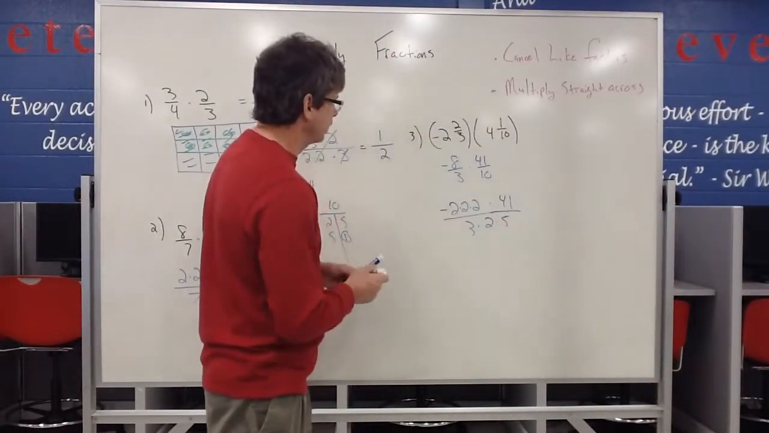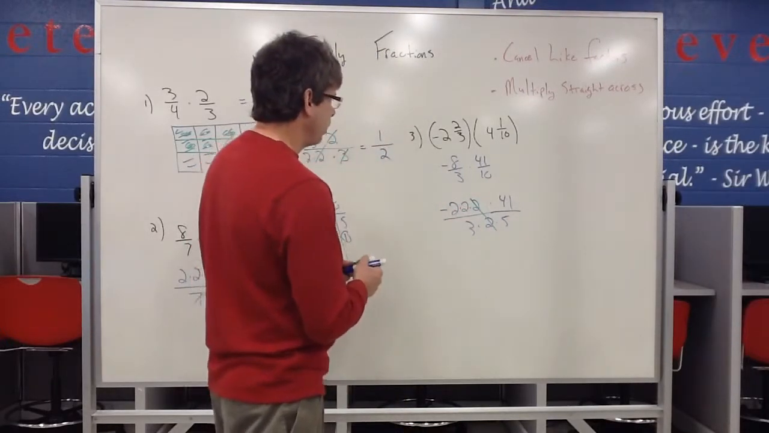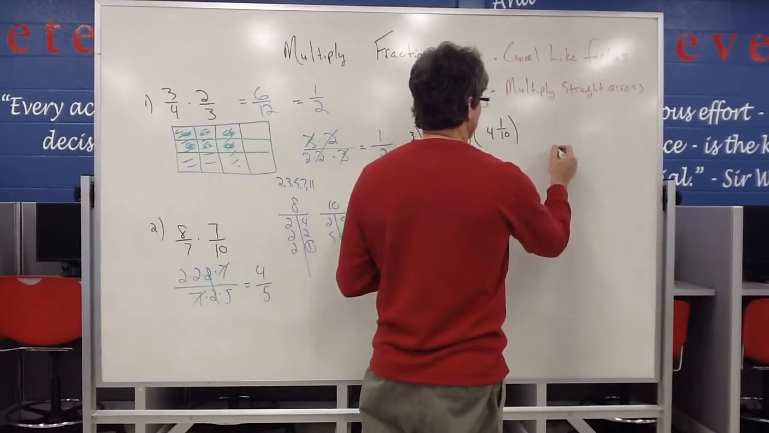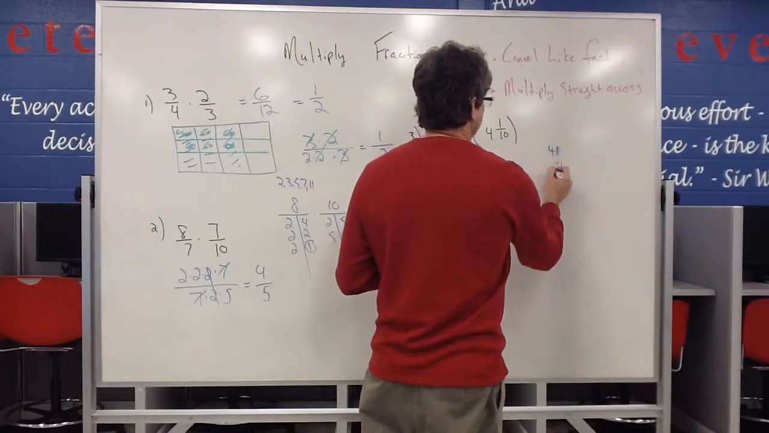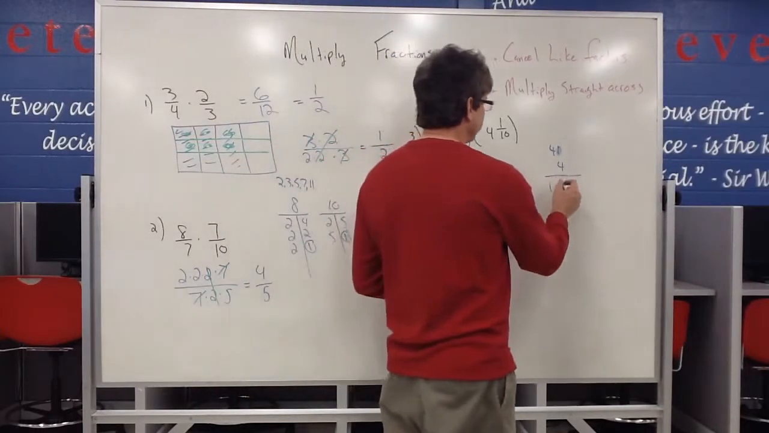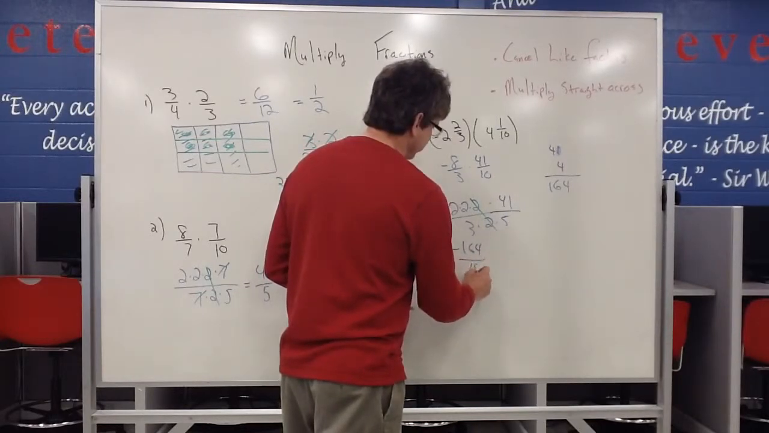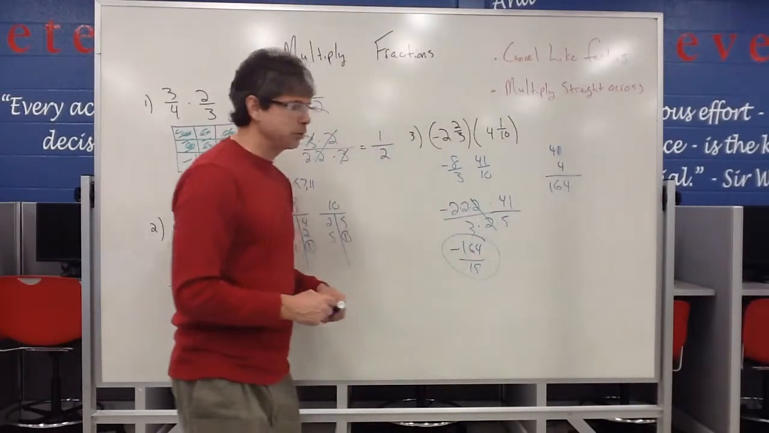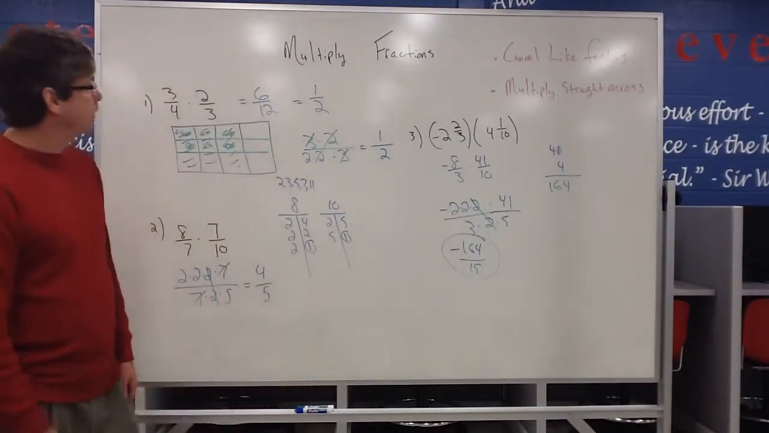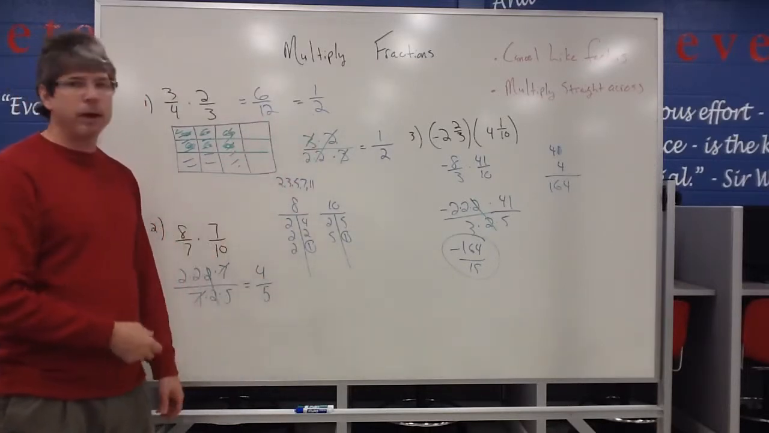So now I want to divide out my like factors. So the 2's divide out. I don't see anything else dividing out. So I'll multiply straight across. 4 times 41, because 2 times 2 is 4 times 41. That would be 164. And there's a negative there. So negative 164 over 15. And again, in algebra, we just keep that as an improper fraction and leave it at that. Okay? So there's a little bit of strategy about multiplying fractions. They're actually fairly easy. Just cancel and multiply.